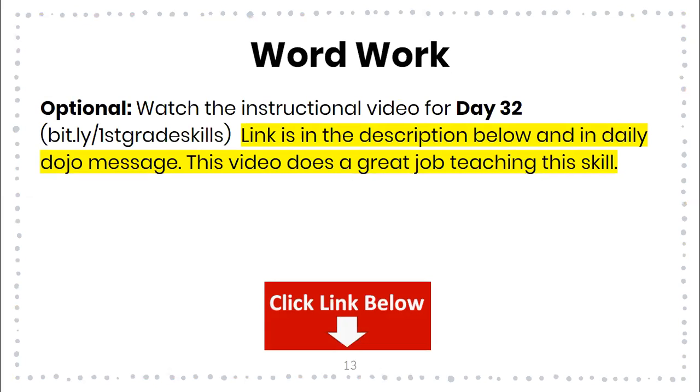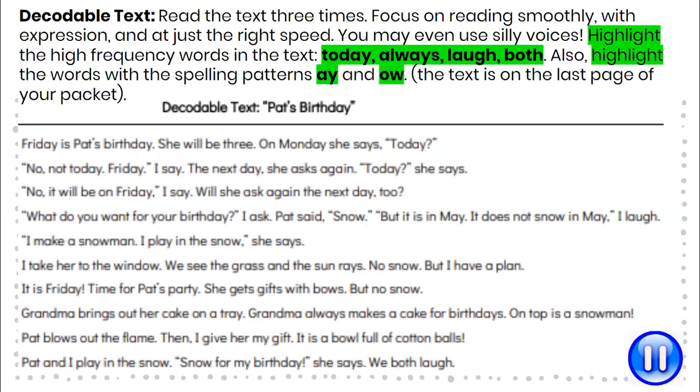For word work, watch the instructional video for day number 32. The link is in the description below and in the Daily Dojo message. This video does a great job teaching this skill. Your decodable text for this week is Pat's birthday. Read the text 3 times.